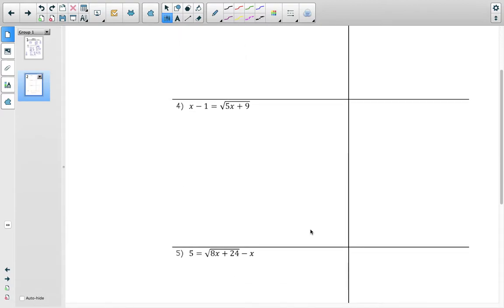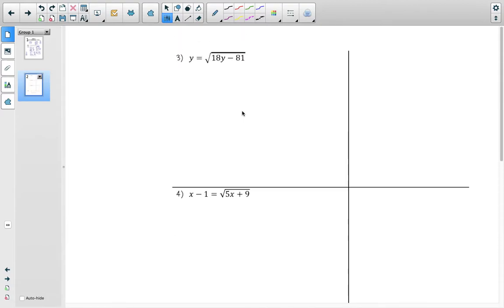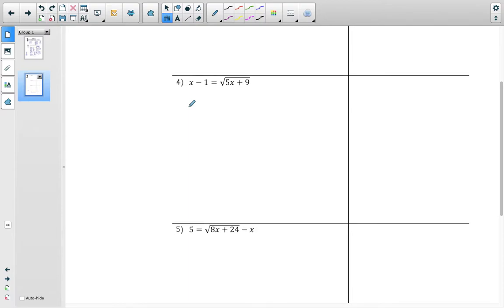I'm going to just do number 4 and 5 because number 3 is actually just like the last example we did. So we have to square both sides. Now this one's a little different because you have x minus 1. When you square both sides, that means you have to square the entire quantity, which is all this stuff right here. So you have to square that entire thing. And we have to square that.